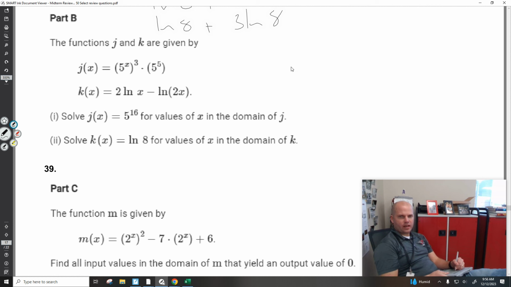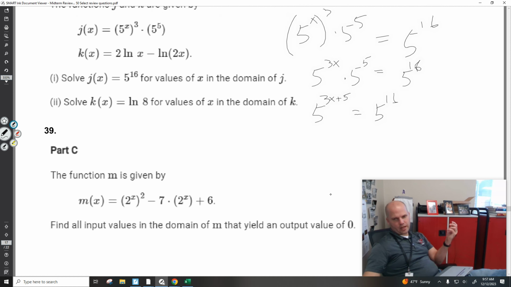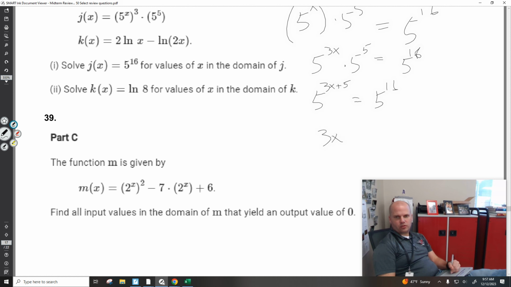When does j of x equal 5 to the 16th? Well, I got 5 to the x cubed times 5 to the 5th. When does that equal 5 to the 16th? This is 5 to the 3x times 5 to the 5th. This is 5 to the 3x plus 5. I can take the log base 5 on both sides, or just understand it's all about the exponents. I will subtract 5, divided by 3, to get 11/3.